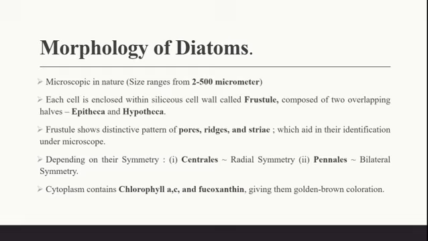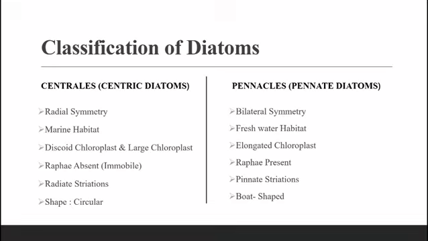Depending upon the symmetry, diatoms are classified into two types: centrales, which has radial symmetry, and pennales, which has bilateral symmetry. The cytoplasm of a diatom contains chlorophyll A, C, and fucoxanthin. These are the pigments present there, and this gives it a golden brownish color. Next we are going to discuss the classification of diatoms.